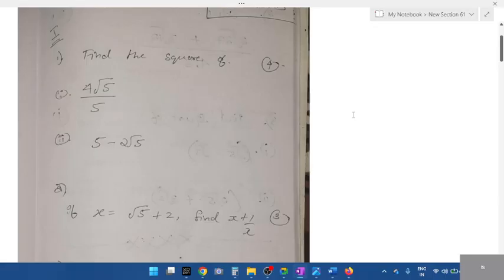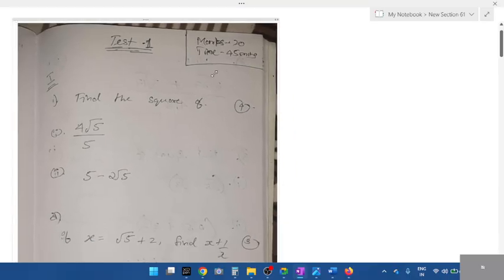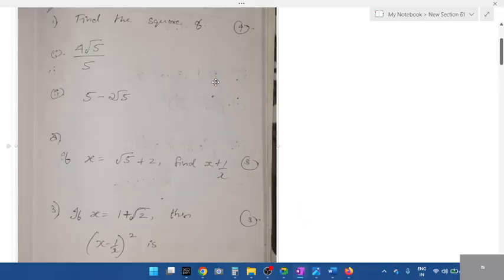So we will just solve the test paper on what we did in the last 2 weeks: rational and irrational numbers and trigonometry, the first two exercises. Let me know once you complete the first main, students. First main, first two questions.